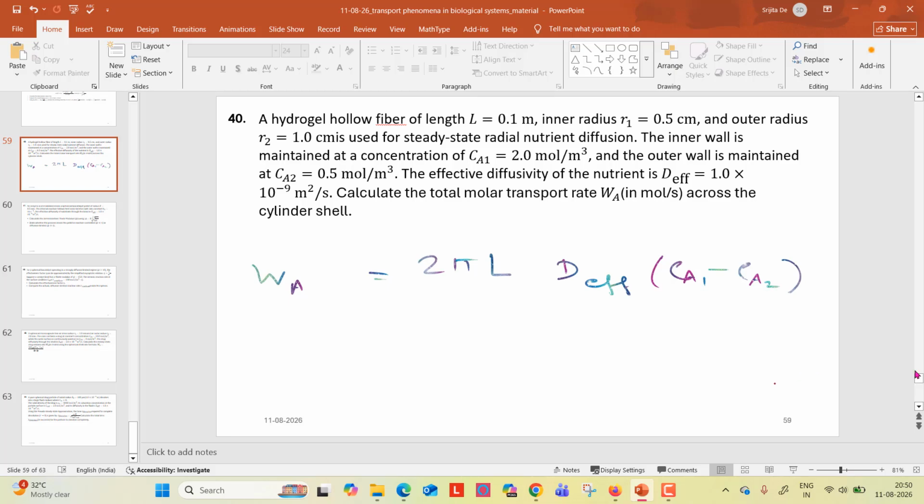Divided by, divided by, ln. Outer radius is R2 by inner. Right now, if we put the values, we will get... So what is it coming? So you just tell me the final value.